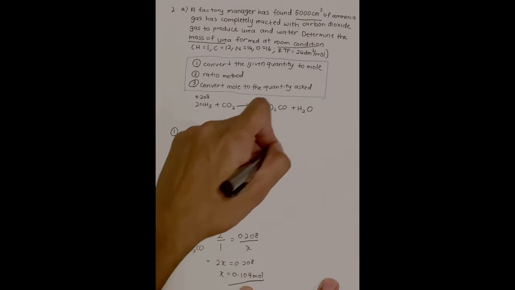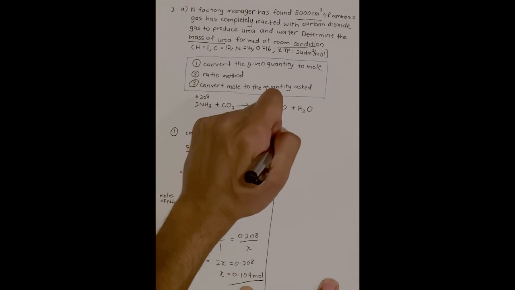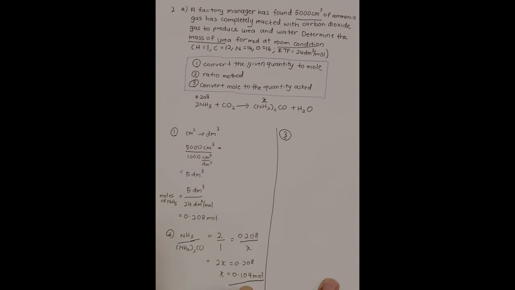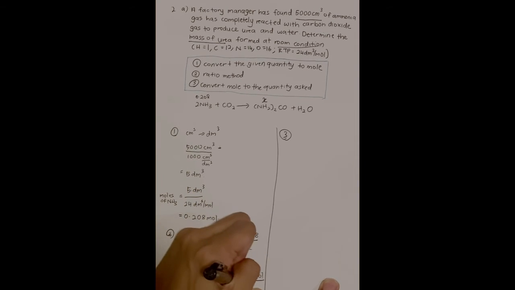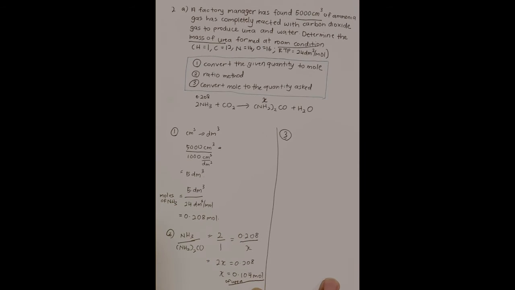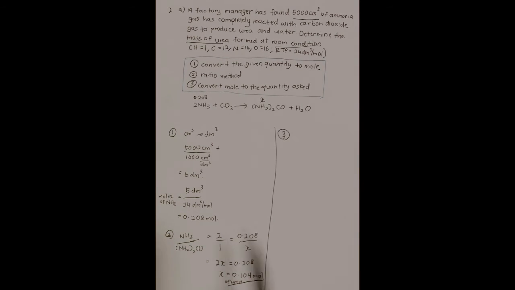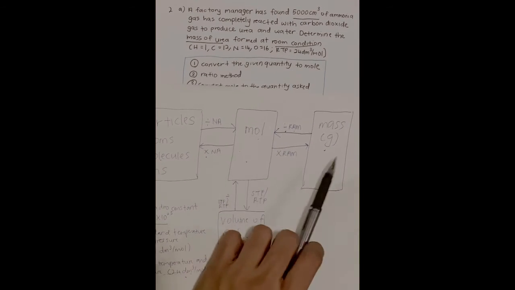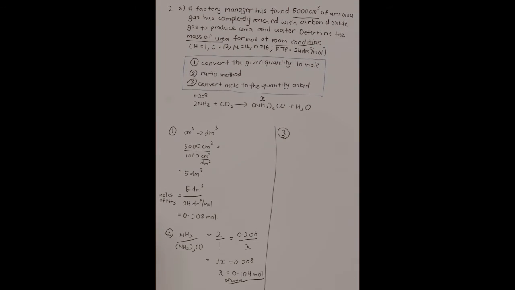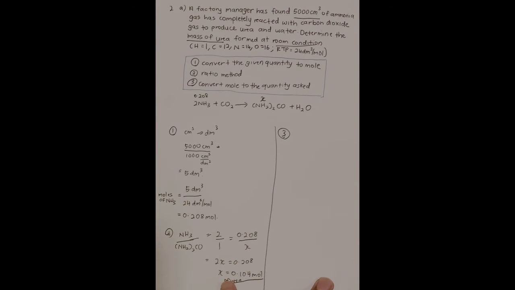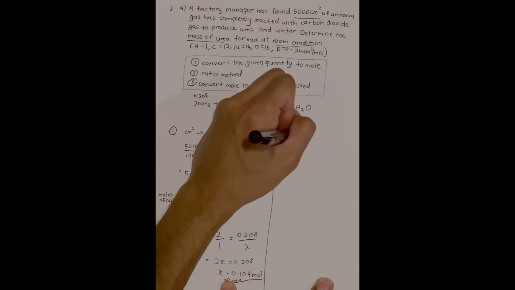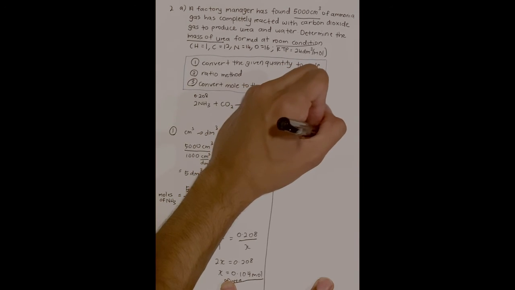Now let's go to the third step, which is converting it to the quantity asked. They want us to find this is actually the moles of what? Moles of urea, so we are ready to find the moles of urea. Now next step is we are going to convert that into mass. So moles to mass, again, moles to mass, you must times by RAM. In this case, it's the molecular weight. So let's find the molecular weight of urea first.